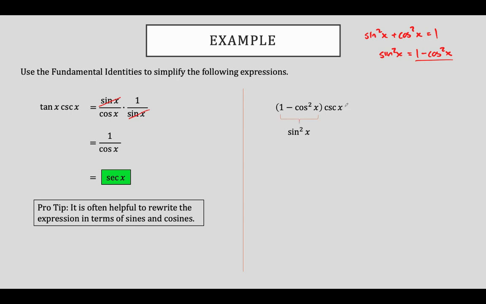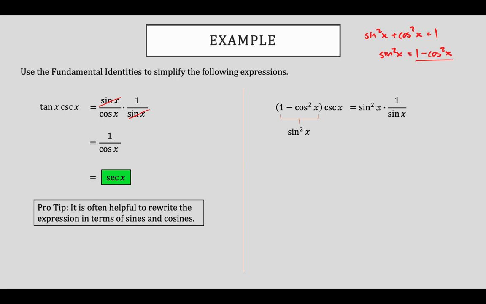Now, here we also have cosecant x. We're going to multiply by cosecant x. Using the reciprocal identity, we can replace cosecant x with 1 over sine x. So I now have sine squared x times 1 over sine x.